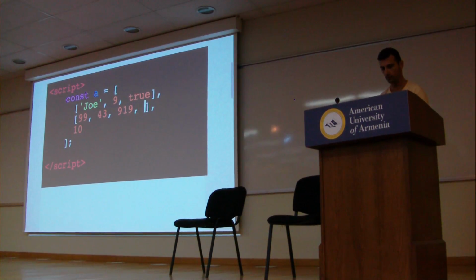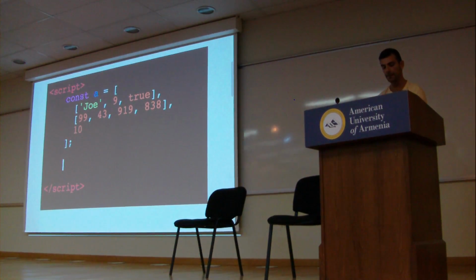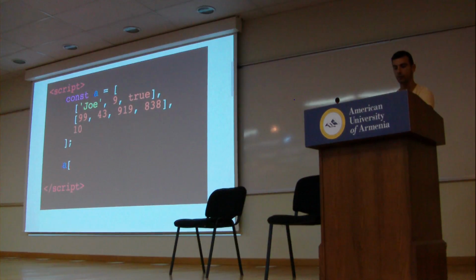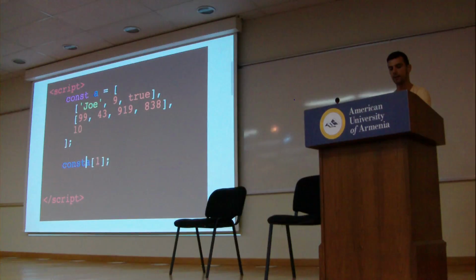And why not? Boom, boom, boom. Okay. So, we have this beautiful array. What happens if I do A index 1? What will I get back? The second array. This entire thing, right? Okay, so what I can do is put that in const B. So now B has this entire array inside of it, yes?